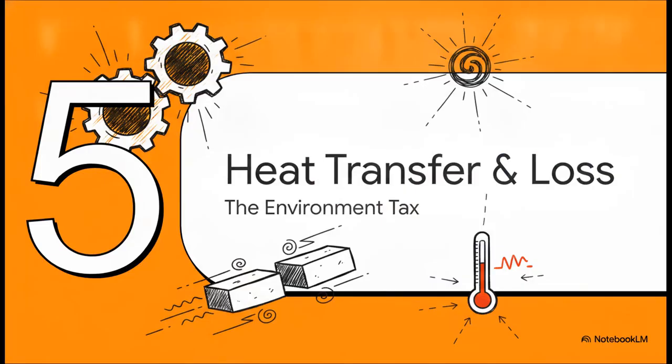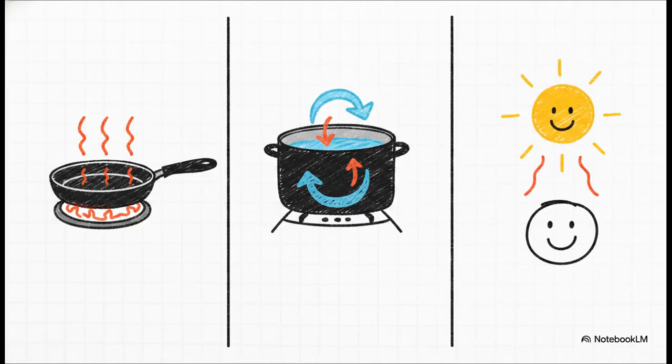Moving on to part 5, heat transfer and system loss, the environment tax. So, in real, everyday life, energy is often taxed and escapes our closed systems as thermal energy, or what we commonly just call heat. This happens through 3 main methods of heat transfer. First up is conduction, which is direct physical contact. Think of a hot pan touching a stove. Second is convection, which is the movement of fluids or gases, like hot air rising in a room.